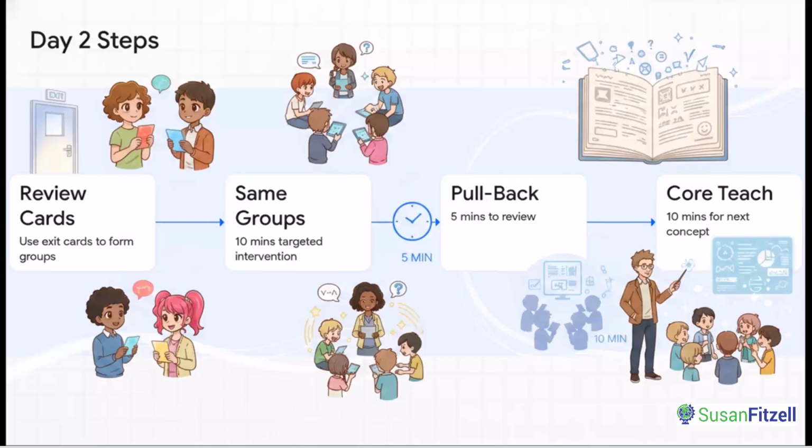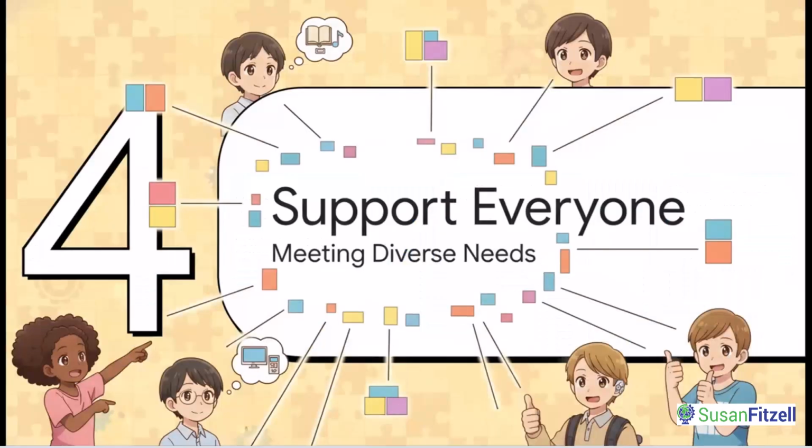You see what happened? You've essentially flipped the script. You prioritize targeted help right out of the gate. Section 4, supporting every learner, how chunking meets diverse needs.